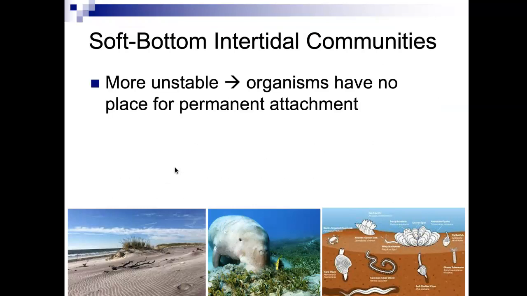So in our soft bottom intertidal communities, again, these are going to be more unstable, just like we talked about, because organisms don't have a place for permanent attachment. So we're going to see things like sea grasses instead of seaweeds. Remember seaweeds? We're going to get into this in a little bit when we talk about kelp forests and we talk about algae a little more. But seaweeds have a holdfast and they need to attach to the top of something. So we're not going to find many seaweeds in a soft bottom intertidal community because there's nothing for that holdfast to attach to, nothing stable.